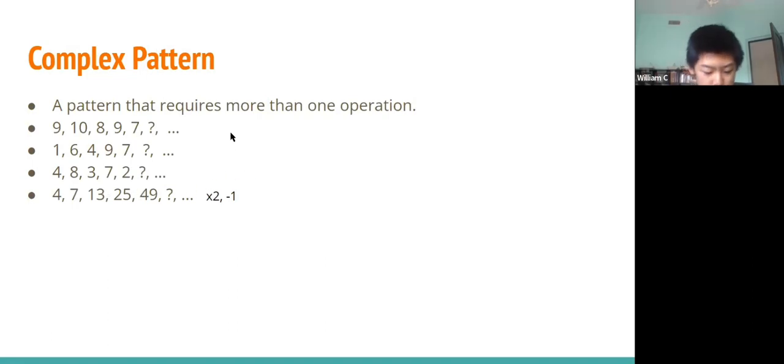Now let's talk about complex patterns. A complex pattern is a pattern that requires more than one operation. For example, 9, 10, 8, 9, 7, dot, dot, dot. Looking at this pattern, we see that every time we add 1 and then subtract 2 the next time. So 9 plus 1 equals 10, 10 minus 2 equals 8, 8 plus 1 equals 9, and so on. Therefore, the next number is 8.